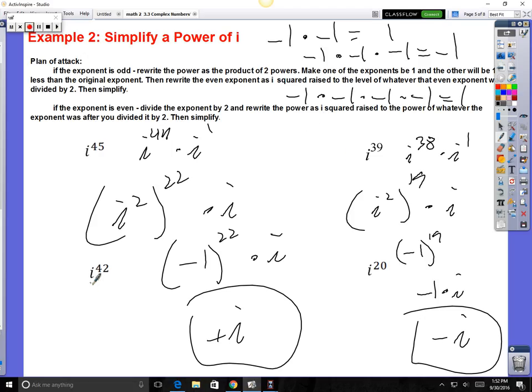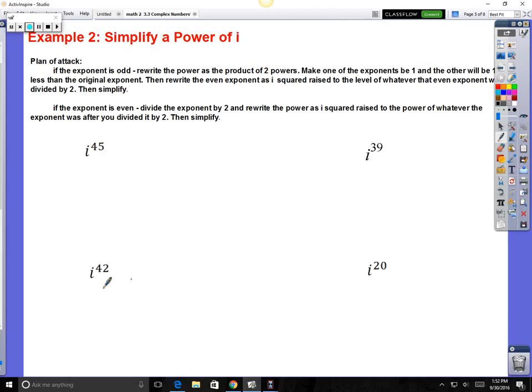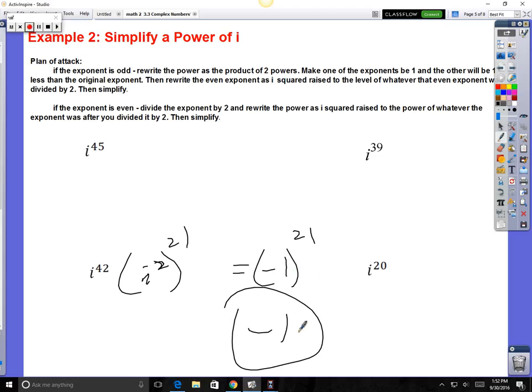If you got 42 of them, what do you got? i to the 42 is what? There are 21 squares, and every square is equivalent to a negative 1. So what is a negative 1 times itself 21 times? That is a negative 1, because it's an odd amount. What do you got if you got 20 of them? You got i squared 10 times. i squared is negative 1. So you got negative 1 10 times, so you really got a positive 1.